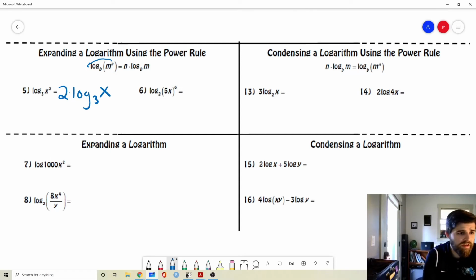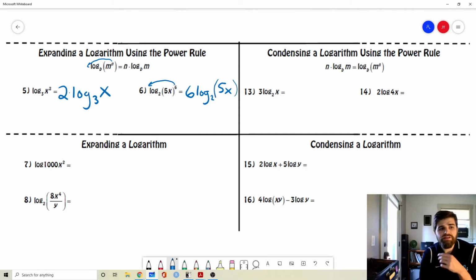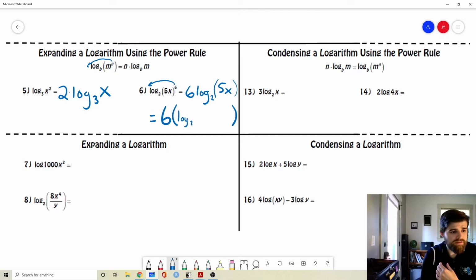Okay, so again, we can do that here. We can take this 6 and bring it down. So I'm going to do that first. We get 6 log base 2 of 5x. Just parentheses, make sure everyone knows that 5x is inside the log. And now we can do some expansion. We can split this up. So notice that this 6 applied to both the 5 and the x, so we're going to make sure that's true as well when we expand this. So it's going to be 6, and then I'm going to expand my log: log base 2 of 5 plus log base 2 of x.